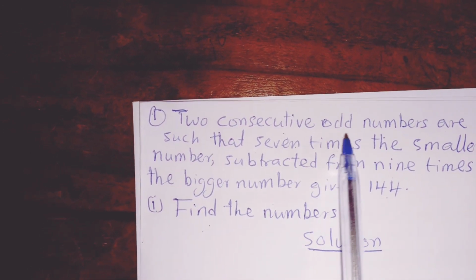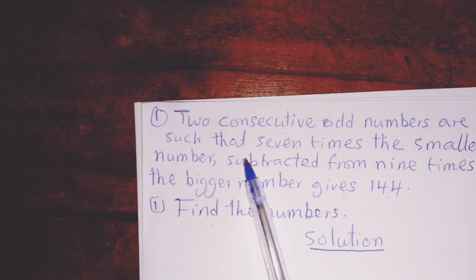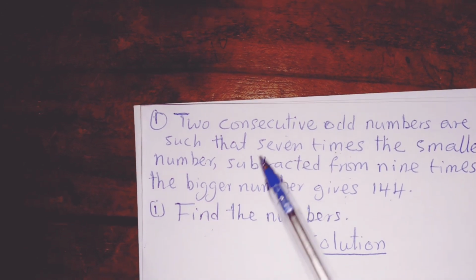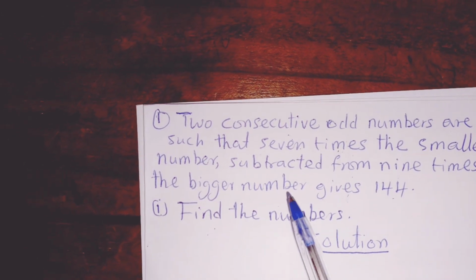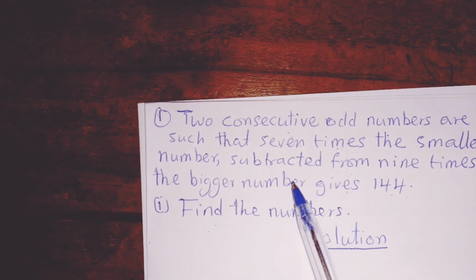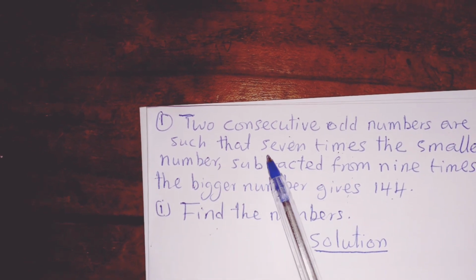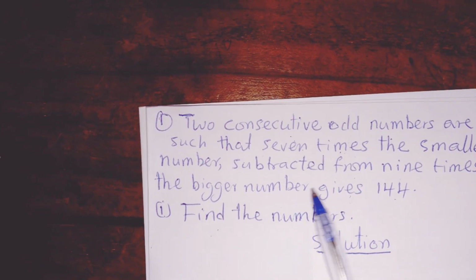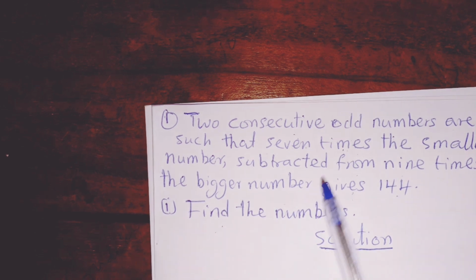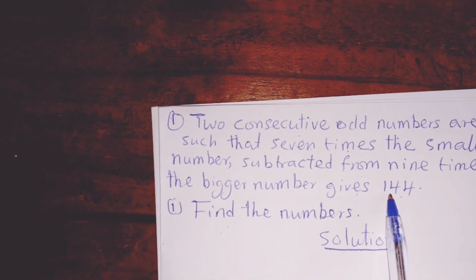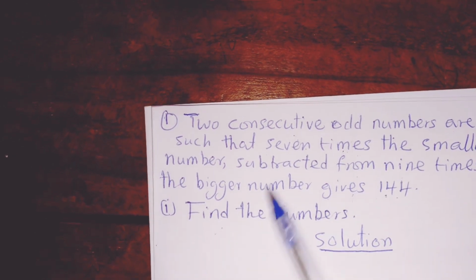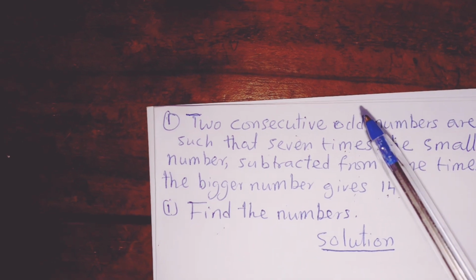So the question is telling us that two consecutive odd numbers are such that 7 times the smaller one and 9 times the bigger one, when we subtract 7 times the smaller one from 9 times the bigger one, the answer will be 144. So the question is, find those two numbers.